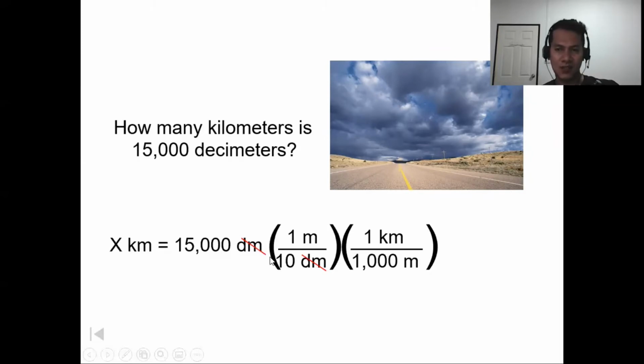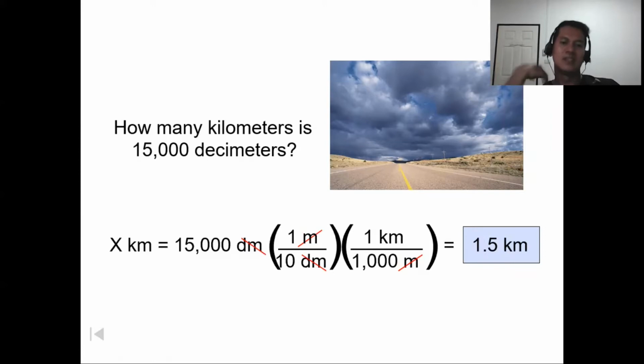And now that we are in the correct unit, we are looking for kilometers right here. And now that we are in the correct form, okay, so cancel out, cancel out. The answer is 1.5 kilometers. So that means for every 15,000 decimeters, there is 1.5 kilometers. All right.